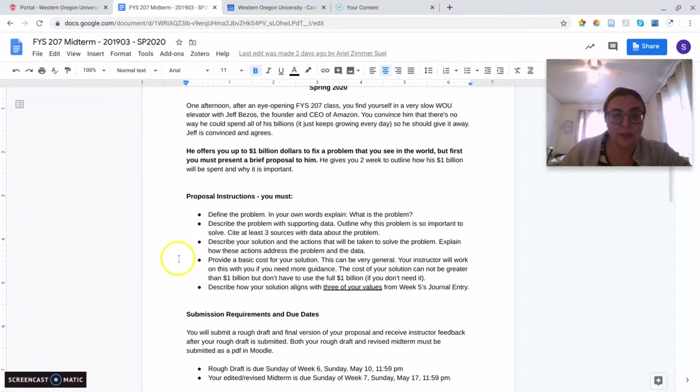Then you have to describe your solutions and the actions that will be taken to solve the problem. Explain how these actions address the problem and the data. Provide a basic cost for your solution. This can be very general. Basically, it's a budget, and I will work with you to give you more guidance. The cost of your solution cannot be greater than $1 billion, but you don't have to use the full billion.